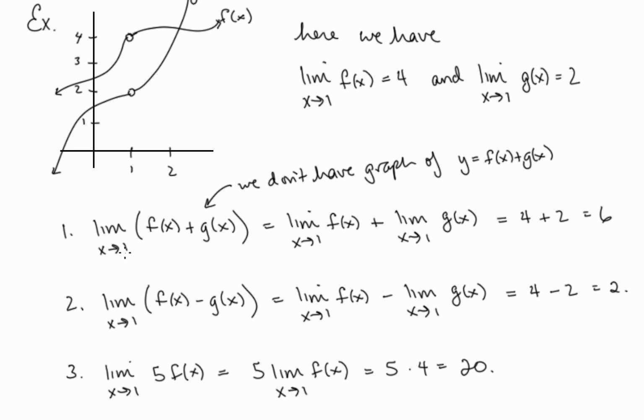We're given the limit as x goes to 1 of f of x is equal to 4 by looking at the graph, but what if we want the limit as x goes to 1 of 5 times f of x? Well, we can pull that 5 on the outside of the limit, and so that's going to be 5 times 4, or 20.